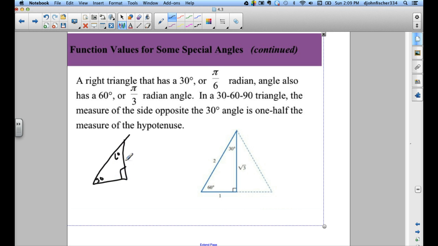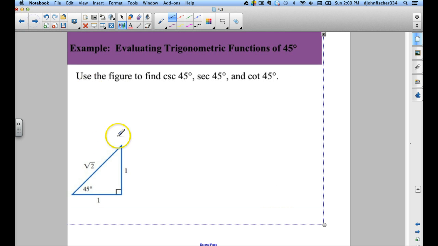Always opposite my 30 is going to be x. Opposite my right angle, the hypotenuse, is 2x, and my longer leg is x square root of 3. It's a little different than this picture, but it's always opposite my 30 that is my x. And usually we're going to treat x as 1, so it'll be 1, square root of 3, and 2. You'll notice it can change around how it works.